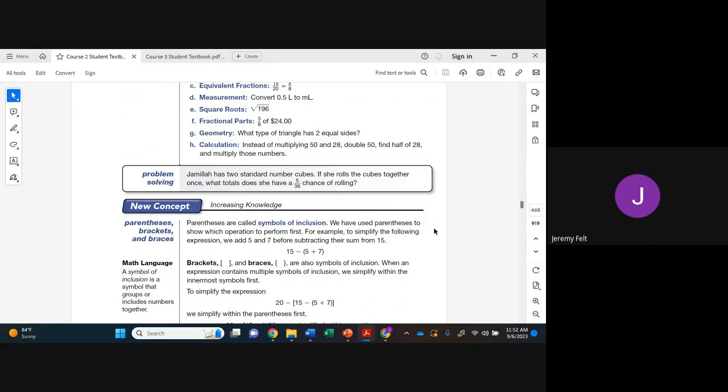So we have symbols of inclusion within symbols of inclusion, then we have to start in the innermost and work our way out. So brackets are just these square drawn ones. Again, not absolute value. They have the little rounded edges right there. So don't get these confused. And then we have braces, which are these squiggly ones right here. And then obviously we've talked about parentheses.